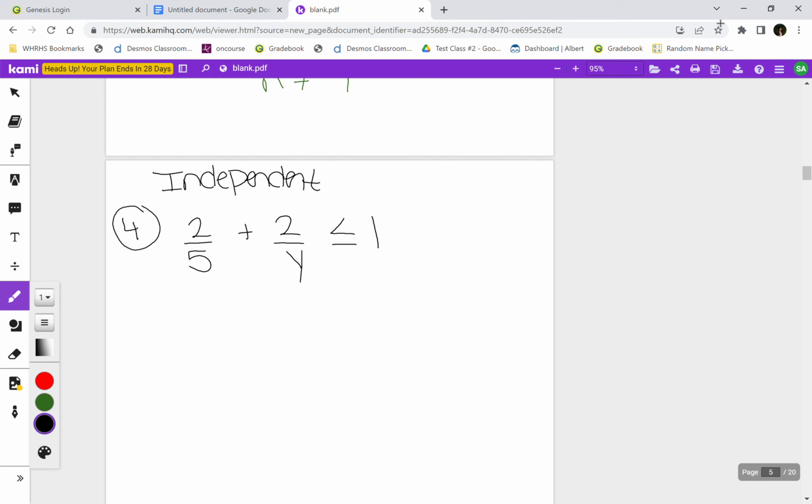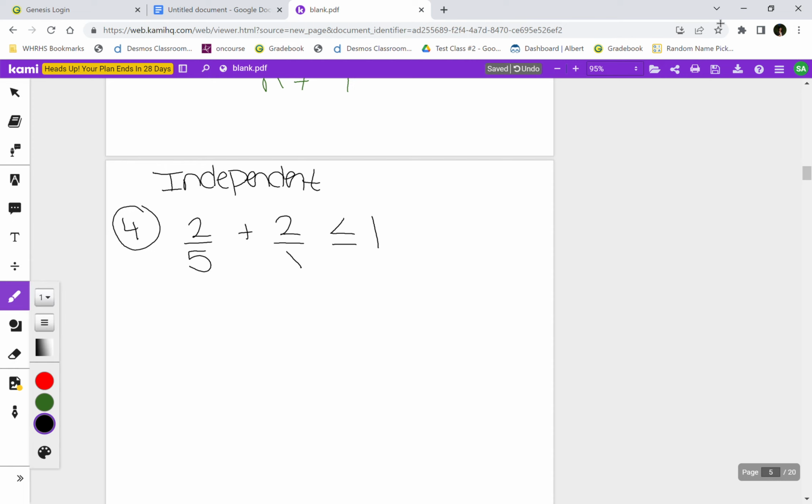All right, who got an answer for me? Who has an answer? Y is greater than or equal to 10 over 3. I got the same, but remember, y such that, right? We want to write it in our solution set. Anybody? Yes. I got 9 over 2. All right, let's do it.